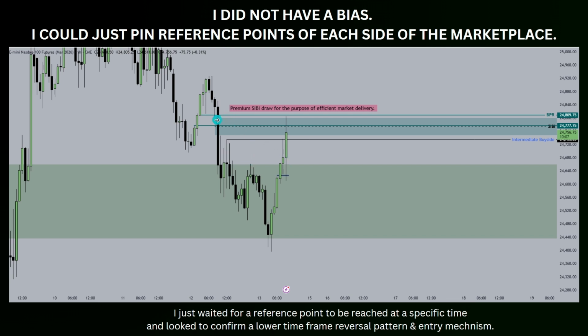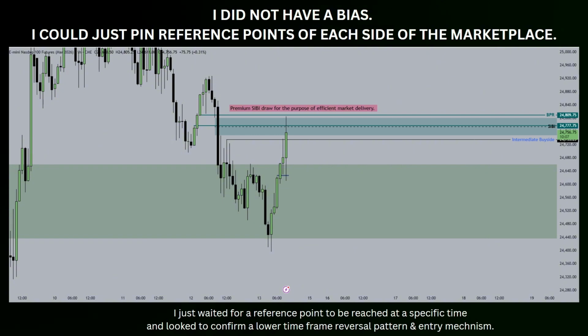But then we've also got a continuation with this SIBI being laid over this old BISI here, creating a balanced price range that we could come up and fill. Also piercing this buy side liquidity here. And as we can see, at the 9 o'clock candle open, we opened, dropped lower into this small BISI here, filling this inefficiency.